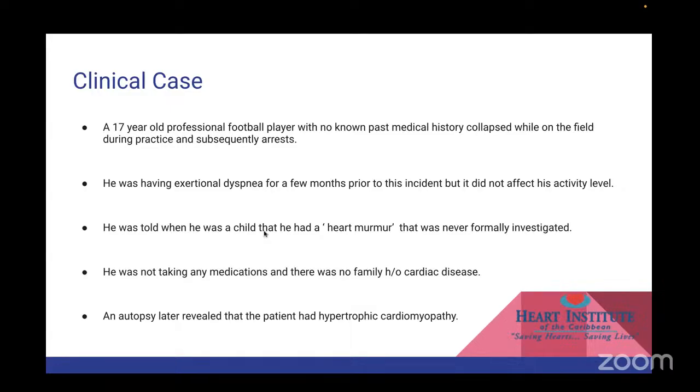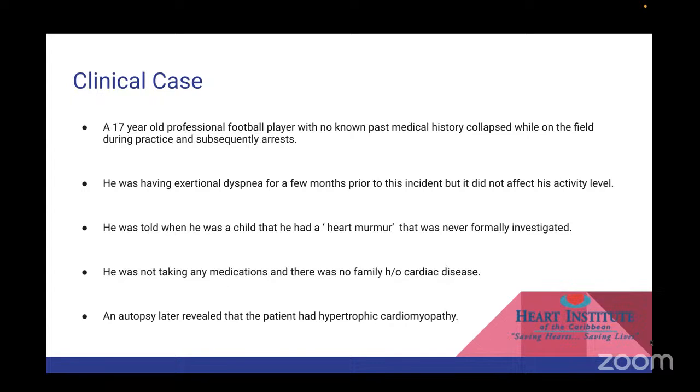So just to clarify, this is not a case of ours. I'm new to HCM, so I did get this case from the internet, but it's important for us to discuss this because here in Jamaica, how many times on the news have we heard of a football player, a young football player, somebody just collapsing on the field? And I'm pretty sure that if screening protocols and other things were in place, then we could help to reduce the chance of sudden cardiac death in these patients and pick up this patient population from much earlier. And that is what we need to try to do.